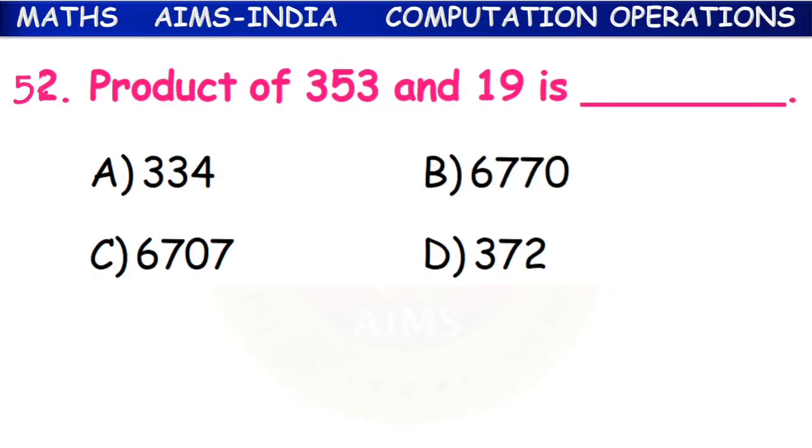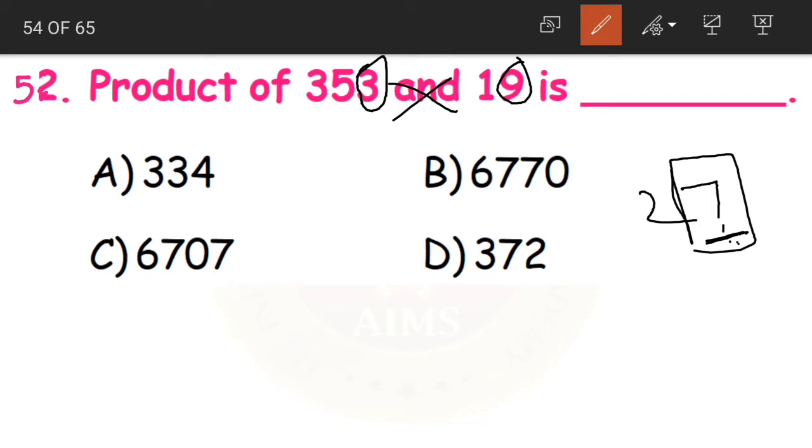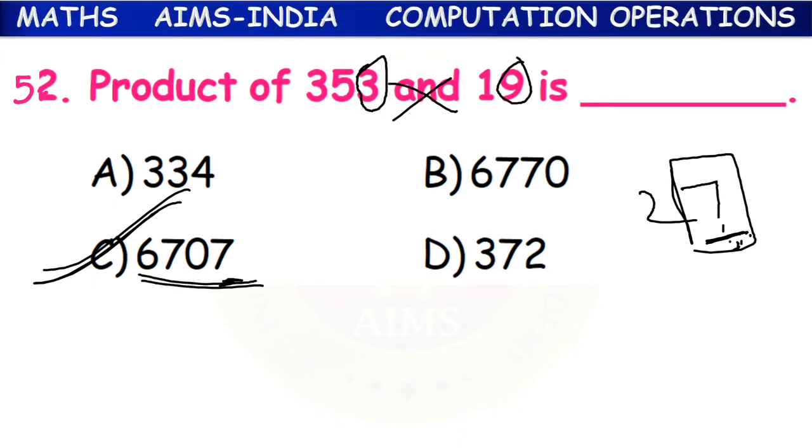Next question 52. Product of 353 and 19 is dash. A very simple question, we just need to multiply. If you look at the units place, 3 nines are 27. Now 7 is in the units place, so in the final answer we'll have 7 in the units place. Option C has 7 in the units place, so option C is our correct answer. If you want, you can multiply and also check whether the answer I am saying is correct or not.